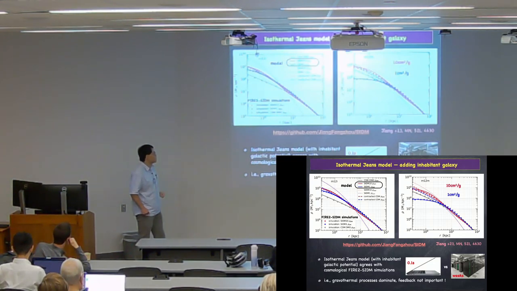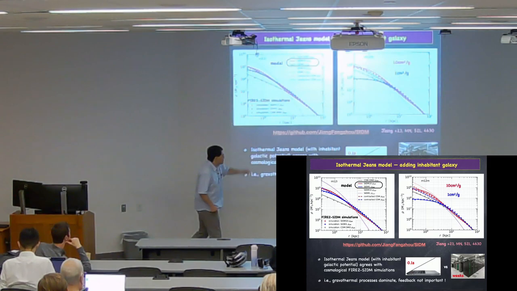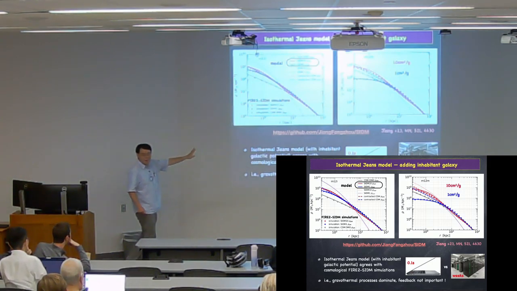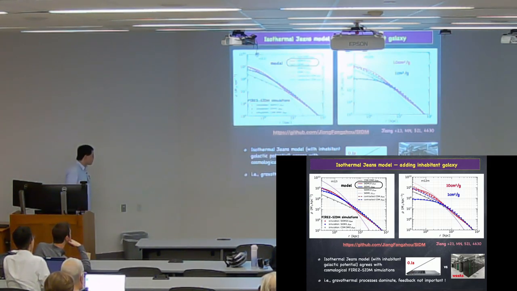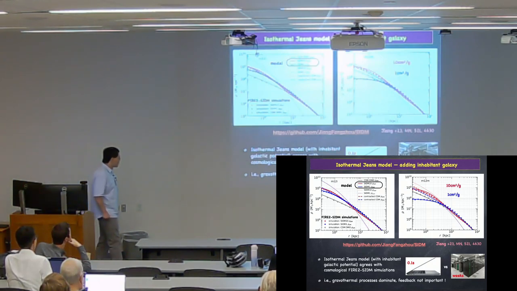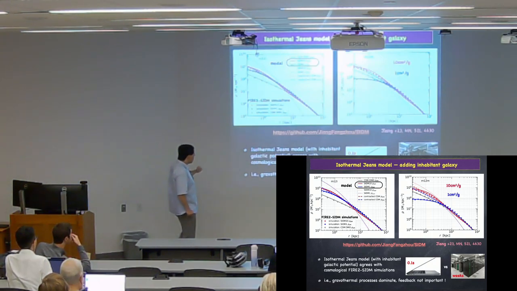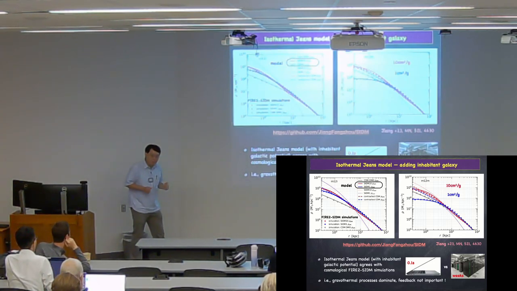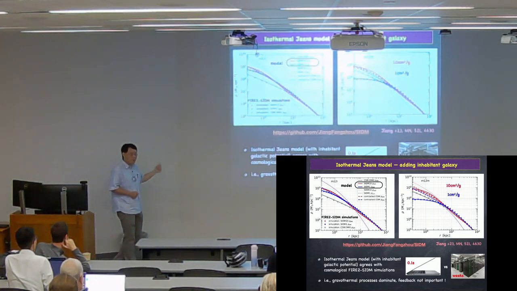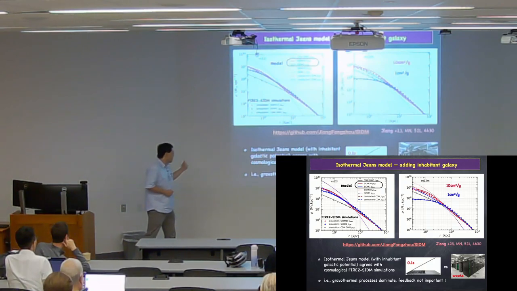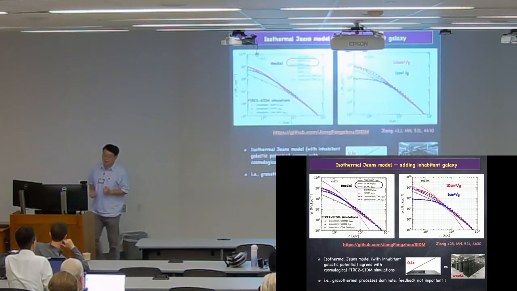Two cross-sections. And it only takes 0.1 second on my laptop, and takes, I don't know, maybe weeks on the supercomputer, without any tuning. But the key takeaway here is not the speed, but the fact that the FIRE simulation contains star formation and feedback, but our model doesn't. So the fact that they agree with each other implies that gravithermal processes dominate, and the feedback is not important in SIDM.